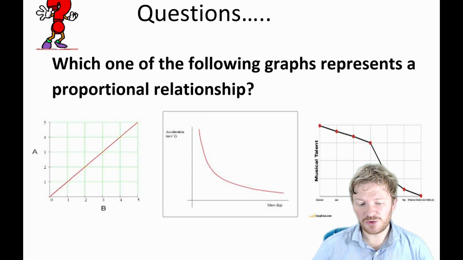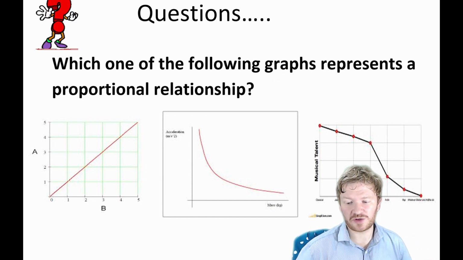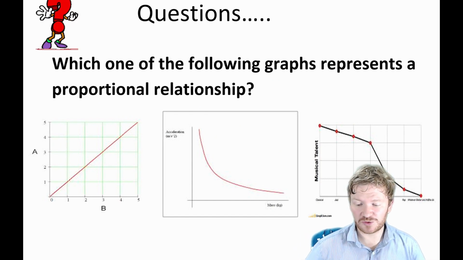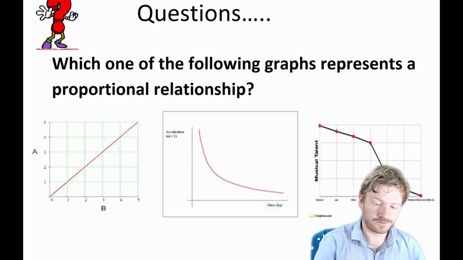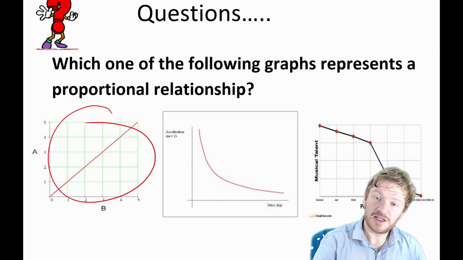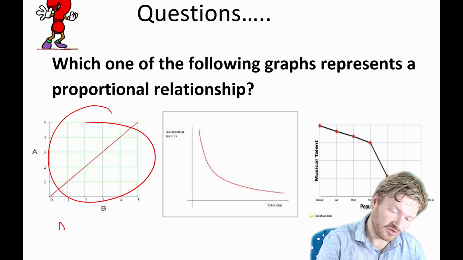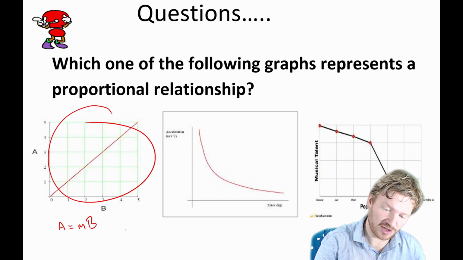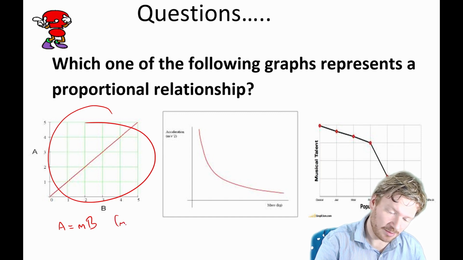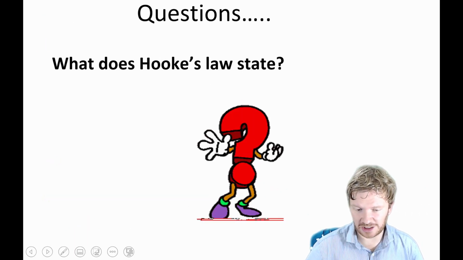Here are some questions then. Which one represents a proportional relationship? We talked about Hooke's law being proportional, so which one of these is proportional? It's this one. If you were to write it as an equation, you would say A is equal to some constant times B, the gradient times B, and in this case m is 1, so you can just say A is equal to B. A bit A-level-y, but worth thinking about.